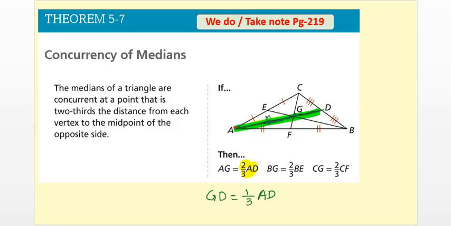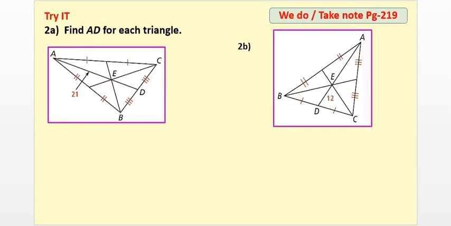Similarly, if you look at the second one, this one, CF, this is the total line CF. If you want to find only CG, it will be 2/3 of CF. Now look at the third line, this one. If you want to find BG, from the vertex to the centroid, how long is this distance? This will be 2/3 of the total line BE. Clear? Let's solve some examples now related to this theorem.